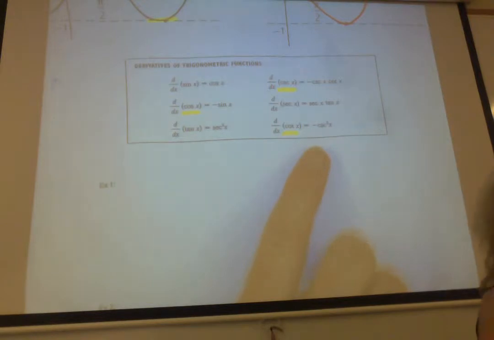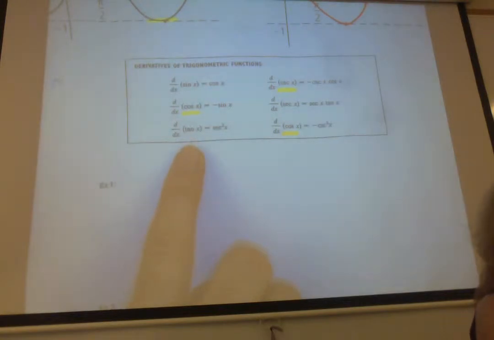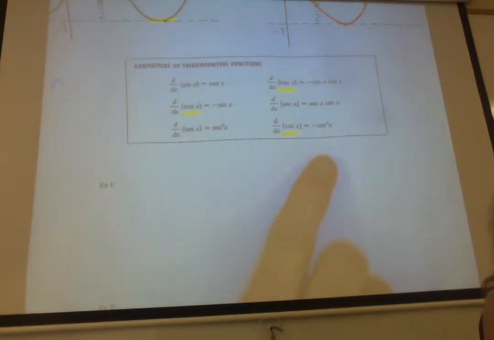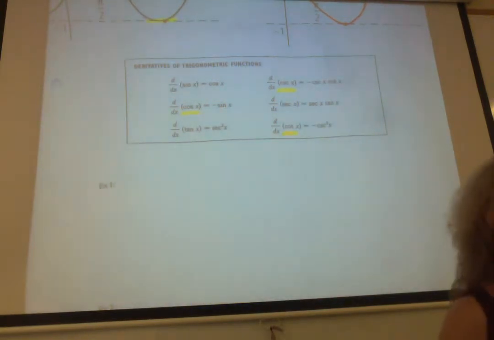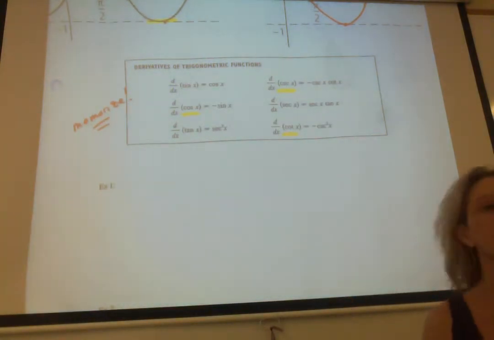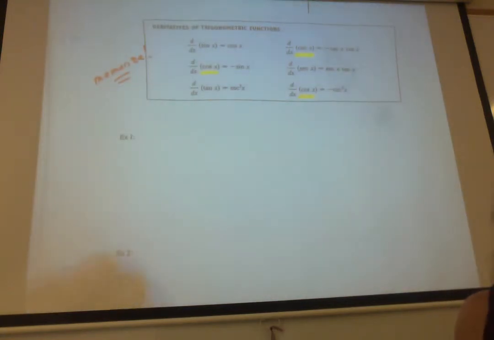Okay? You'll also notice that there's a little bit of a pattern. The derivative of tan ends up being secant squared x. Derivative of cotangent ends up being the negative cosecant squared, right, which are reciprocals. And there are some other little patterns, but unfortunately, they just have to be memorized. However you feel will help you, you gotta get it memorized. All right, so let's look at an example.